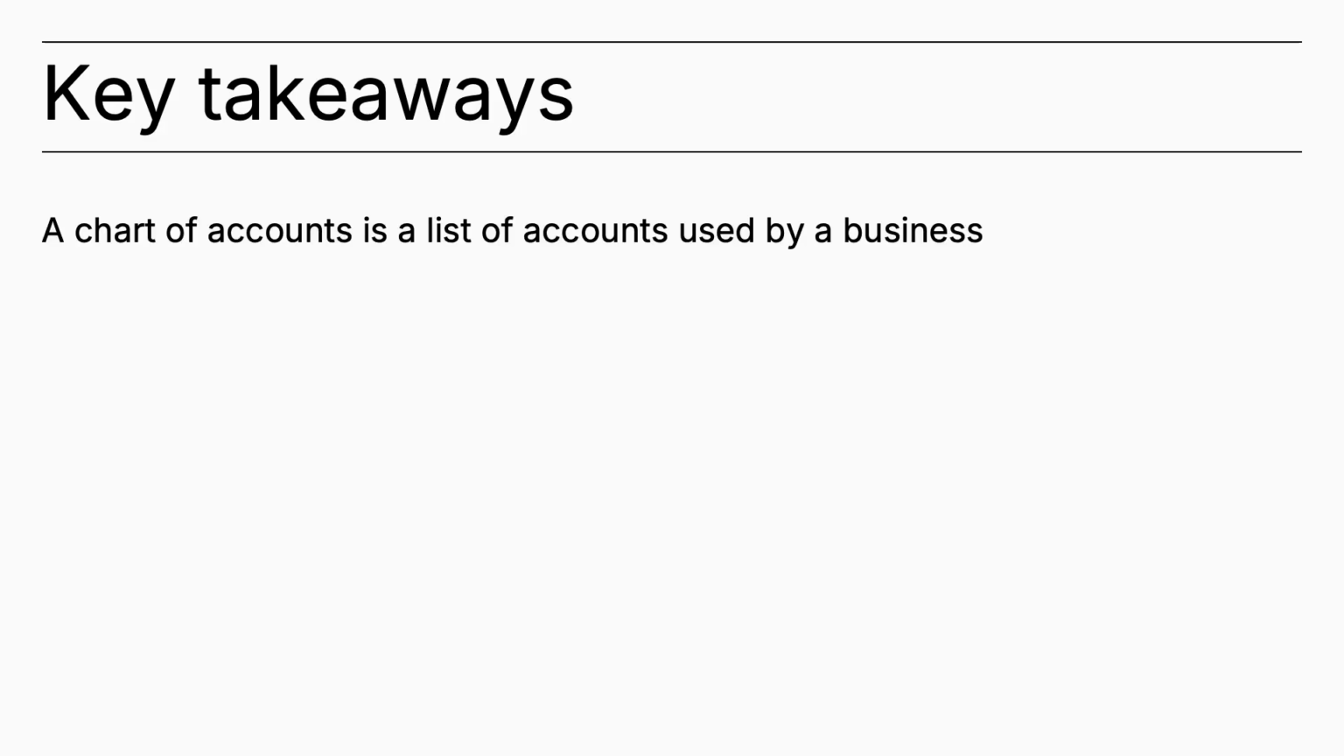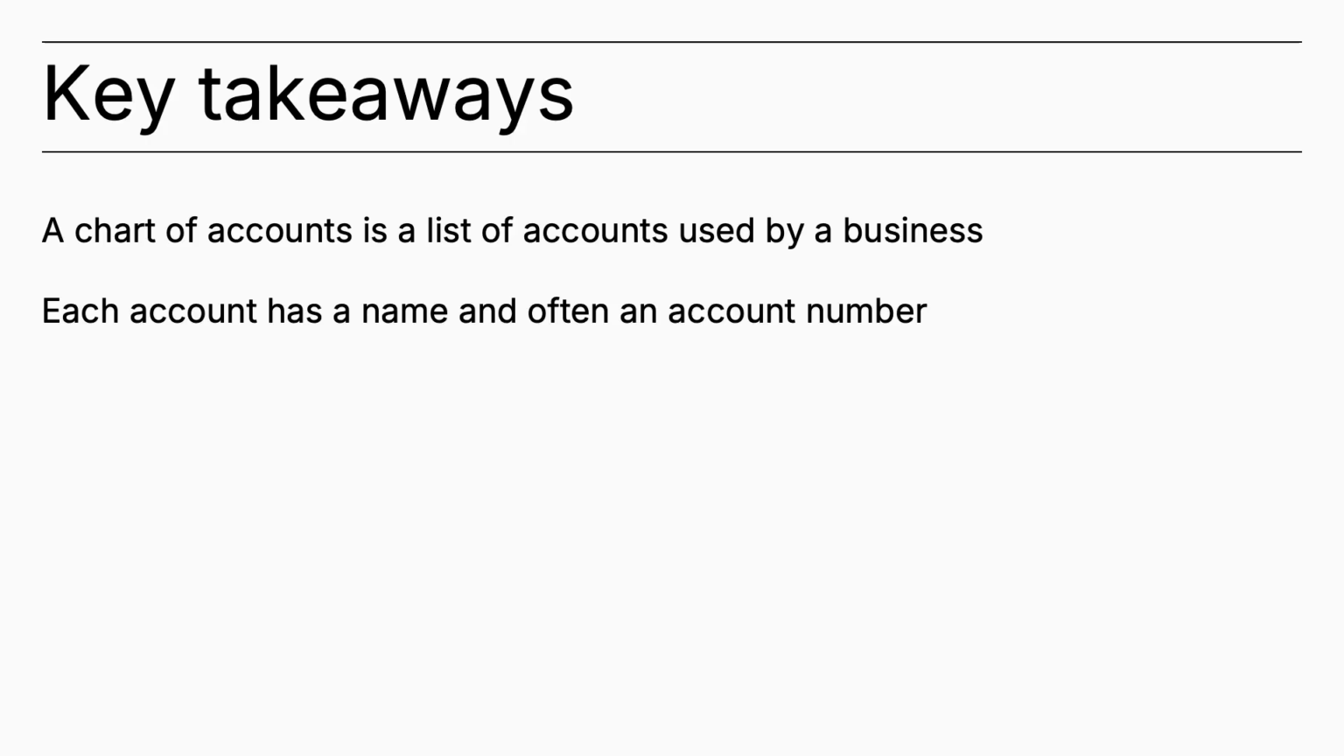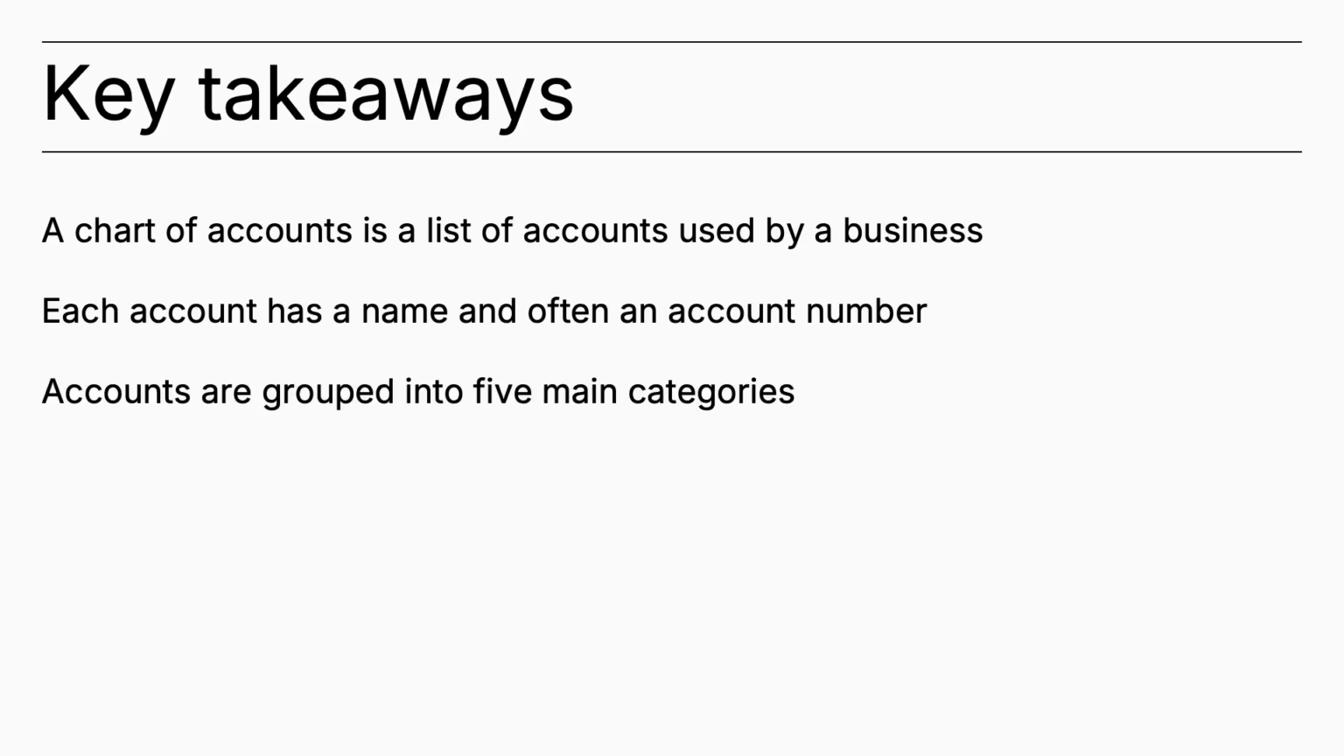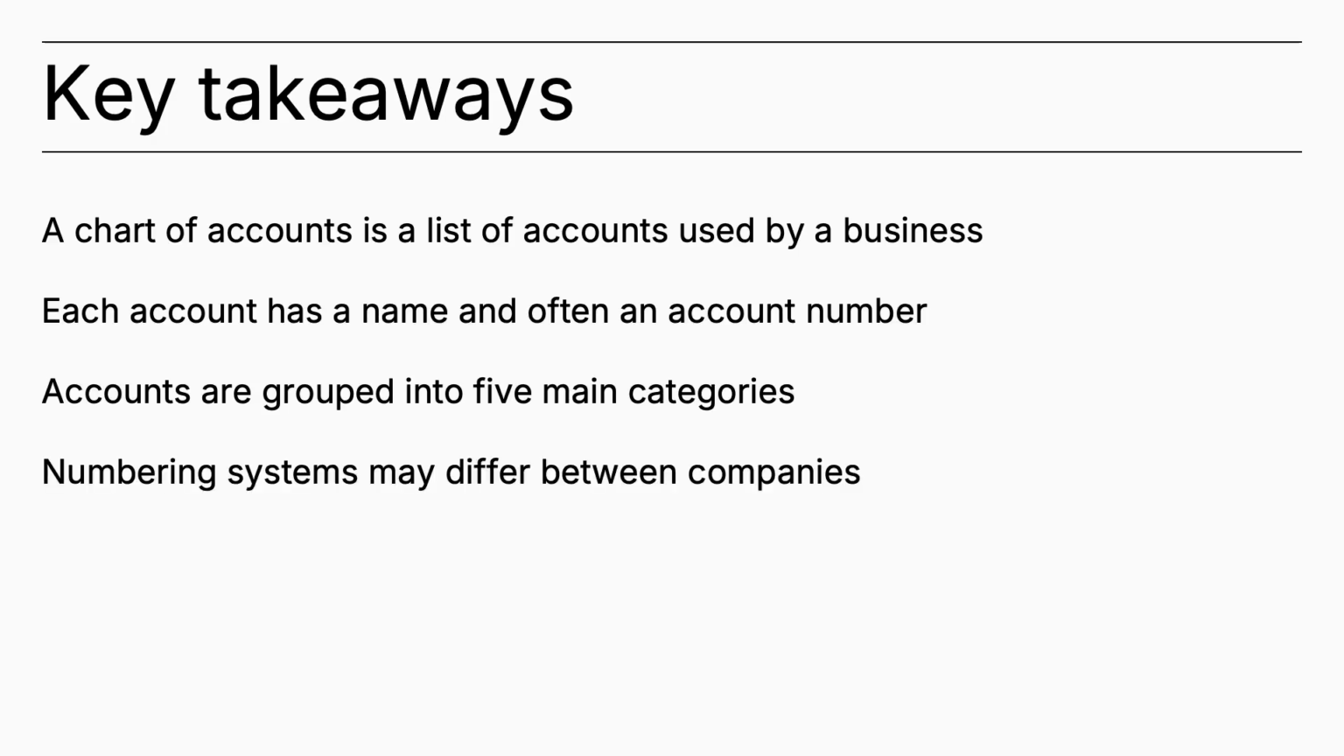Now, let's summarize the key points from today's lesson. A chart of accounts is a structured list of accounts used by a business to record and organize financial information. Each account has a name and often an account number to help keep the system organized. We also learned that all accounts belong to one of 5 categories: asset, liability, equity, revenue, or expense. Lastly, we also learned that account numbering systems can vary from one company to another. And that brings us to the end of our lesson on the chart of accounts.